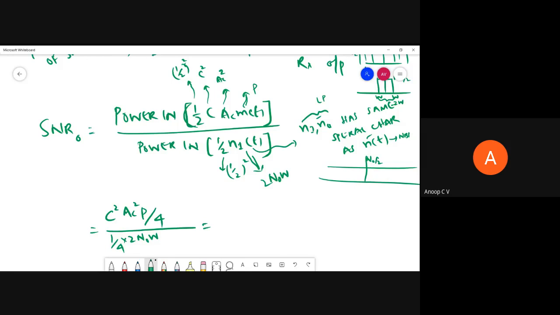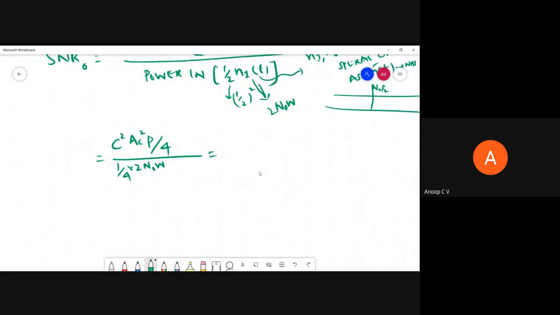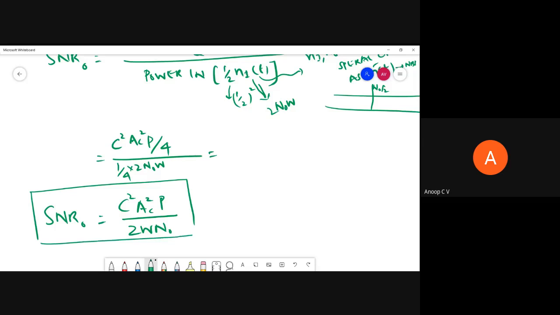So if you simplify it, what we will get is the SNR at the output, which is equal to C square AC square P divided by 2 W N0. So this is our SNR at the output.